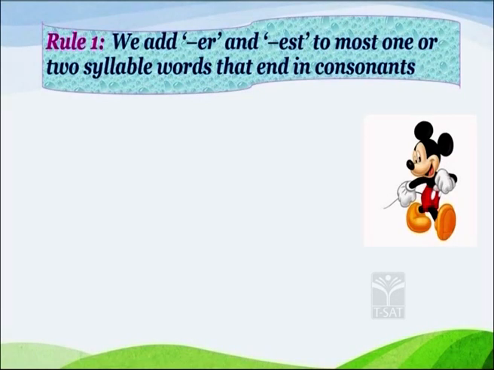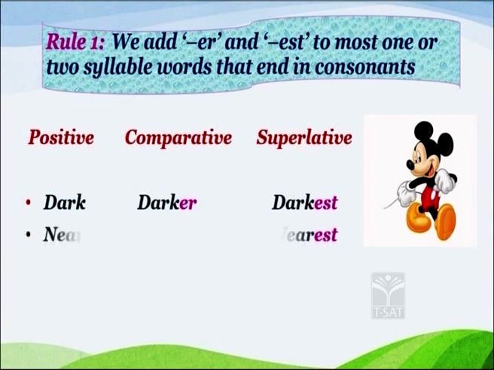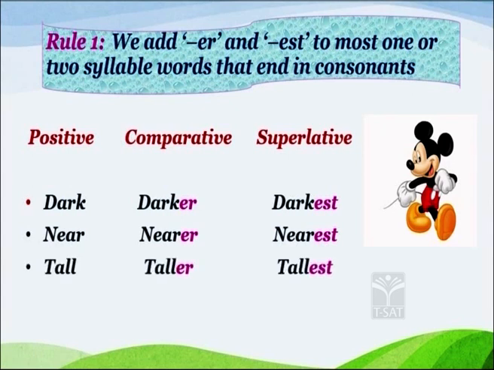Here we are with rule number 1. Normally, we add ER and EST to most one or two syllable words that end in consonants. Like, if the word in the positive degree is dark, when it comes to comparative degree, it becomes darker, and when it comes to the superlative degree, it becomes the darkest.